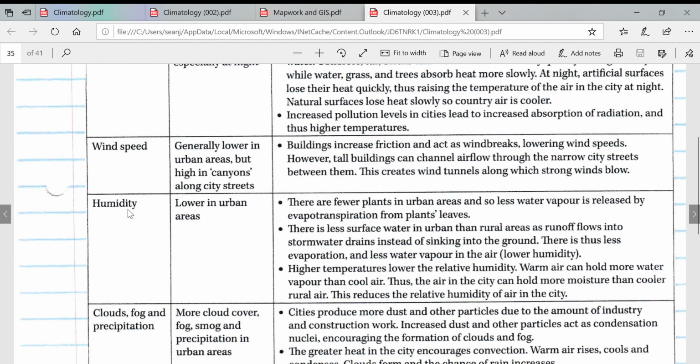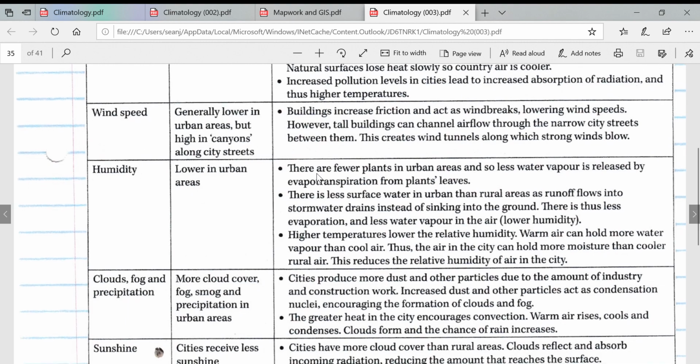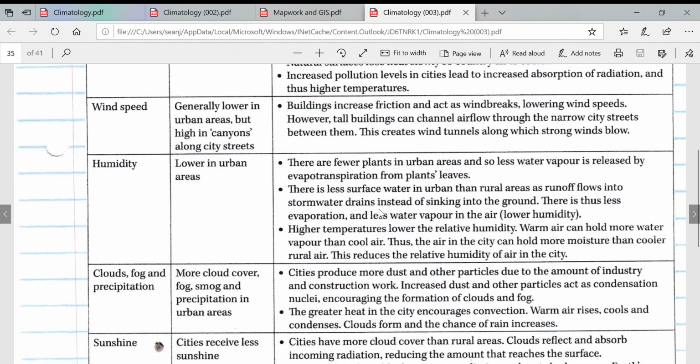Then if we look at differences in humidity, humidity is lower in urban areas. Explanations for this: there are fewer plants in urban areas, and so less water vapor is released by evapotranspiration from plants' leaves. Evapotranspiration is basically water leaving the plant through its leaves. There's less surface water in urban areas than rural areas, as runoff flows into stormwater drains instead of sinking into the ground. There's thus less evaporation and less water vapor in the air, leading to a lower humidity.